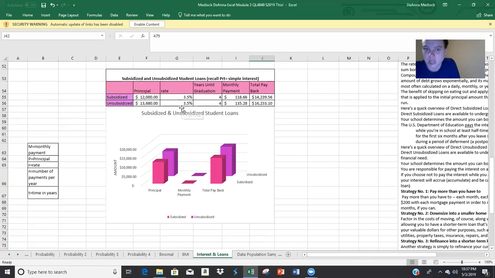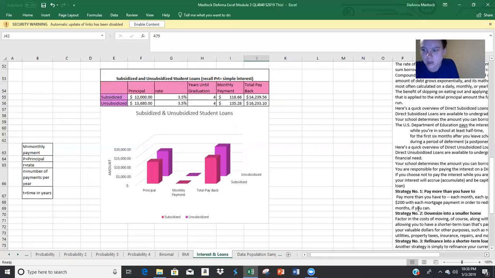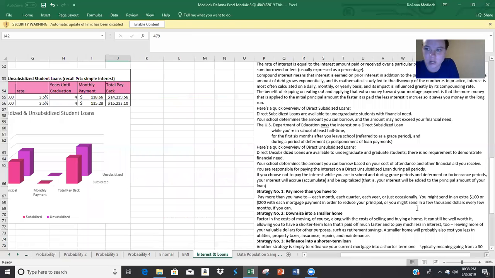Well, our unsubsidized loan was $13,680 at the same rate of 3.5%, same number of years until graduation. Our monthly payment was $135.28, and our total payback was $16,233.10. So I'm going to explain to you what that is exactly.